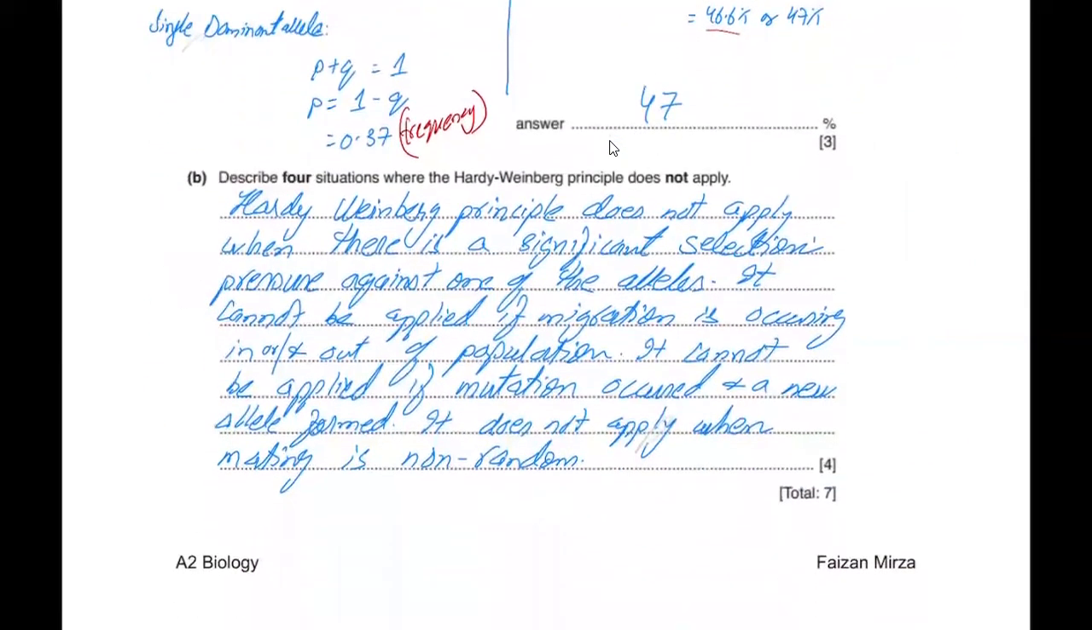For situations in which the Hardy-Weinberg principle does not apply, this is just a fact that we need to learn. It doesn't apply when there is a significant selection pressure against one of the alleles. It cannot be applied when there is migration occurring in and out of the population. It cannot be applied if mutation occurred and a new allele formed. It doesn't apply when the mating is not random. So you can state any four that you have already known.